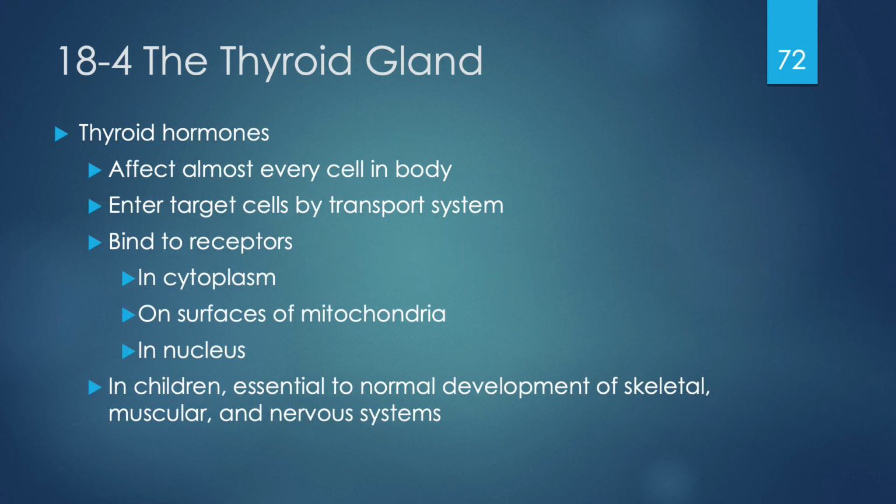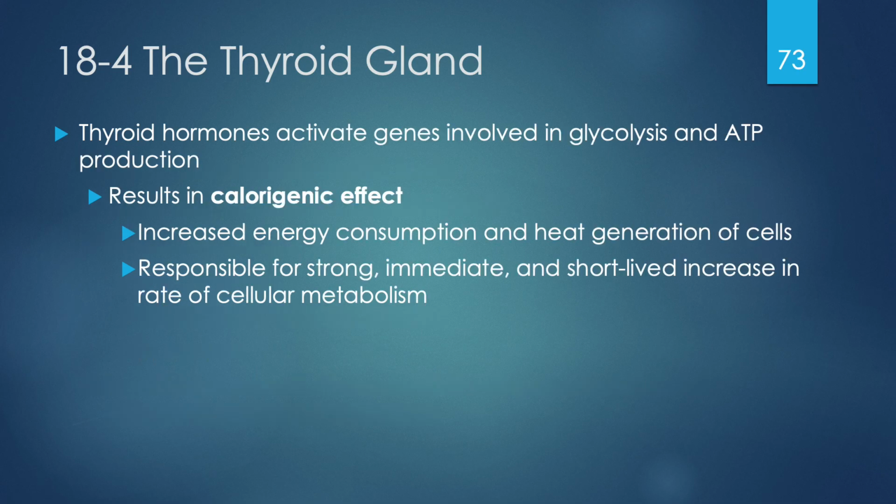Our thyroid hormones affect nearly every cell in our entire body, and they enter our target cells by a transport system. They'll bind to receptors in several different places: in the cytoplasm, on the surfaces of mitochondria in the cell, and in the nucleus. In children, this is incredibly important. It's essential to the normal development of their skeletal, muscular, and nervous systems.